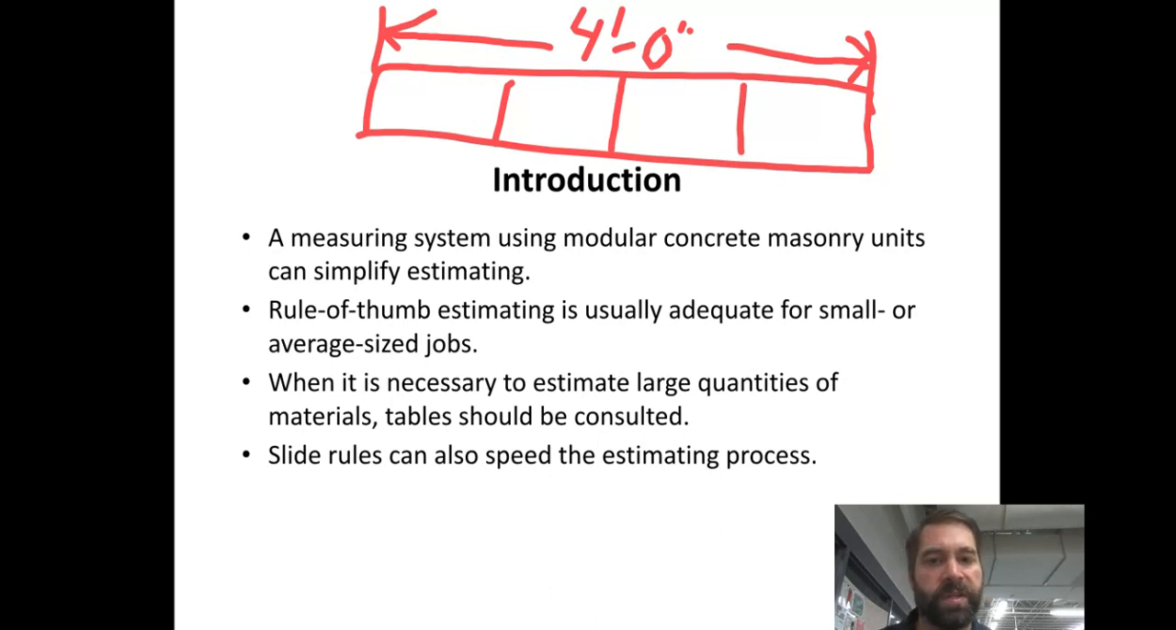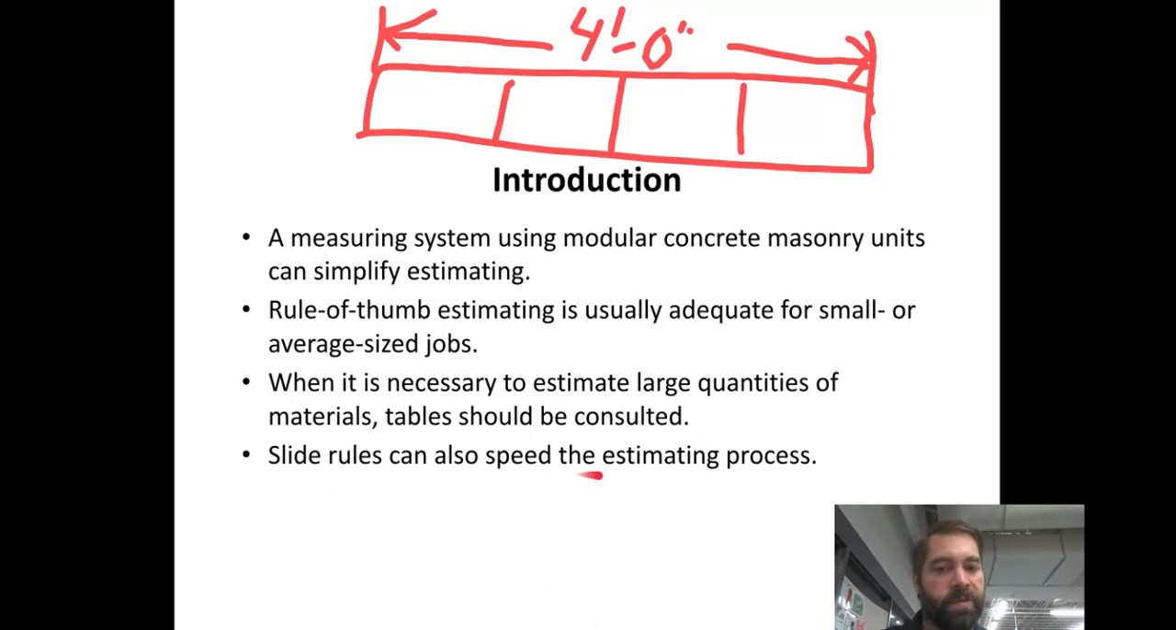So using this, it's the rule of thumb. Estimating is usually adequate for small or average size jobs. If you're going to get into a larger scale job, then we're going to go into that. When it's necessary to estimate large quantities of materials, tables should be consulted. You can use tables, or because it's 2025, we also have calculators for it. So use what you think is appropriate. I would suggest using calculators instead of tables, because with the calculators you can punch in exactly what you need and then it'll give you a more accurate estimate.